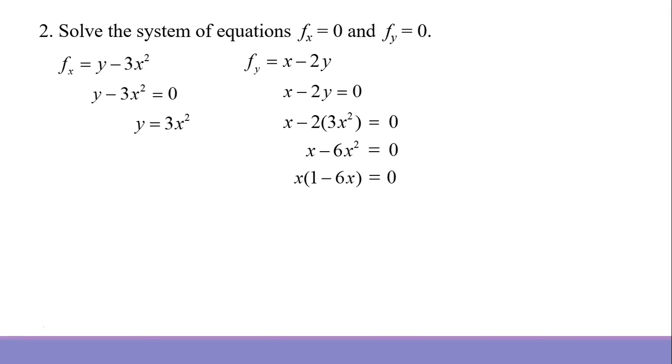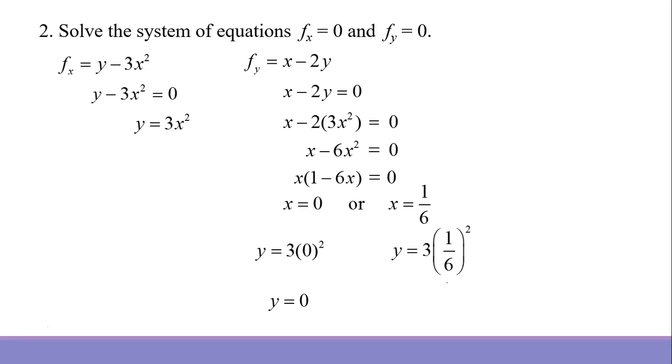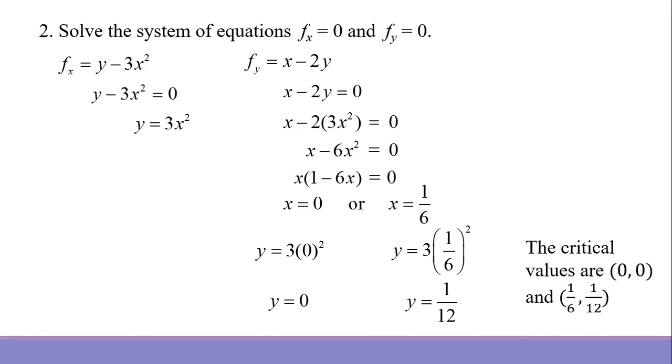If we factor an x out, set the factors equal to 0, we get two solutions for x, 0 and 1/6. So to find the y that goes along with each of those x's, we can substitute those values in our equation y equals 3x squared. So when x is 0, y is also 0. And when x is 1/6, y is 1/12. So this time we have two critical values, 0, 0, and 1/6, 1/12.